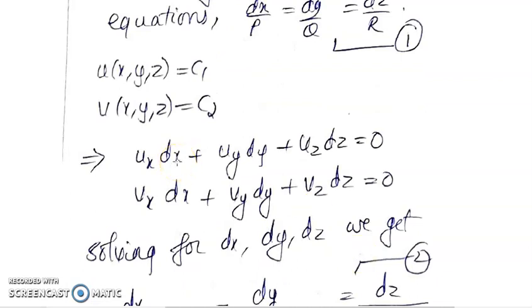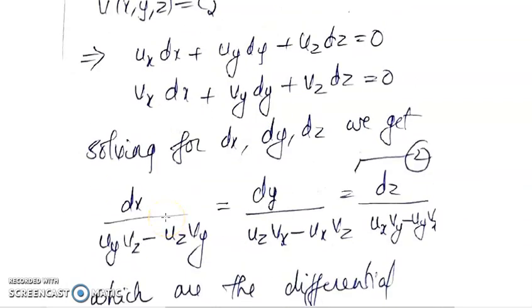Now, solving for finding the intersection of these two equations, we will get the values for dx, dy and dz. So you will get dx by the cross product of these two vectors, the components ux, uy, uz, vx, vy, vz. So you are going to get dx by uy vz minus uz vy, then dy by uz vx minus ux vz, that is equal to dz by ux vy minus uy vx.